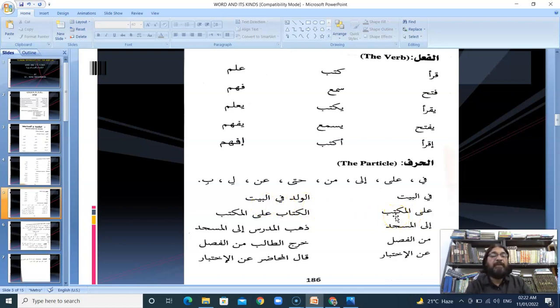Alal maktabi, on the table. Al kitabu alal maktabi, the book is on the table. Ilal masjidi, to the mosque. Zahab al mudarrisu ilal masjidi, the teacher went to the mosque. Min al fasli, from the classroom. Kharaja talibu min al fasli, the student went out from the classroom.